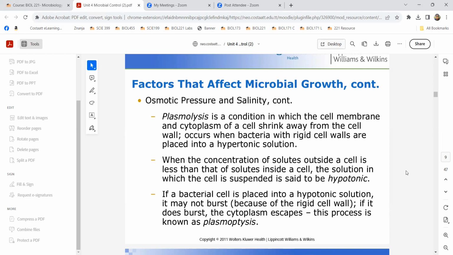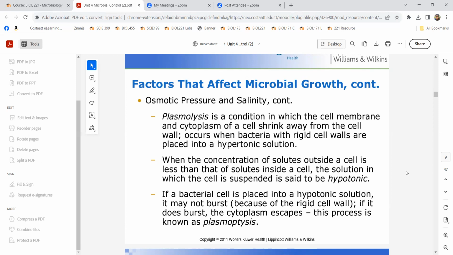Organisms need to be in an environment that is ideal for their growth. So osmotic pressure and salinity of that environment can definitely affect them. One example is plasmolysis. Plasmolysis is a condition where the cell membrane and cytoplasm of a cell shrink away from the cell wall. This occurs when you put bacteria in a hypertonic solution. The reason being, the water is being pulled out of the organism and the organism is going to shrink. That obviously is going to affect the functioning of the organism. Less water means less access to that water to break down substances, to allow metabolic reactions and for overall survival of the organism.